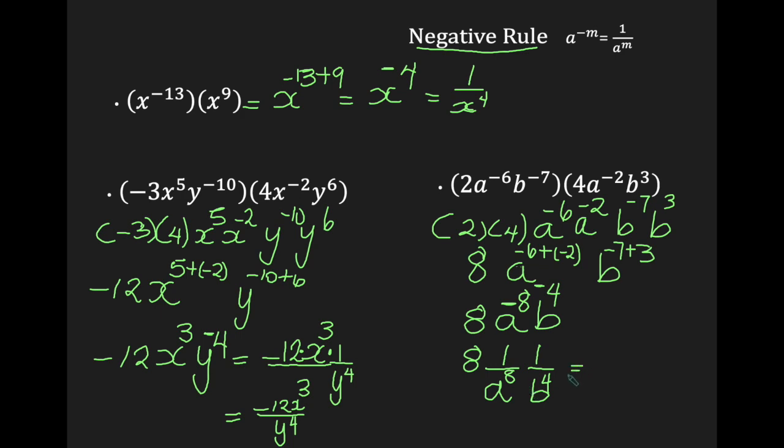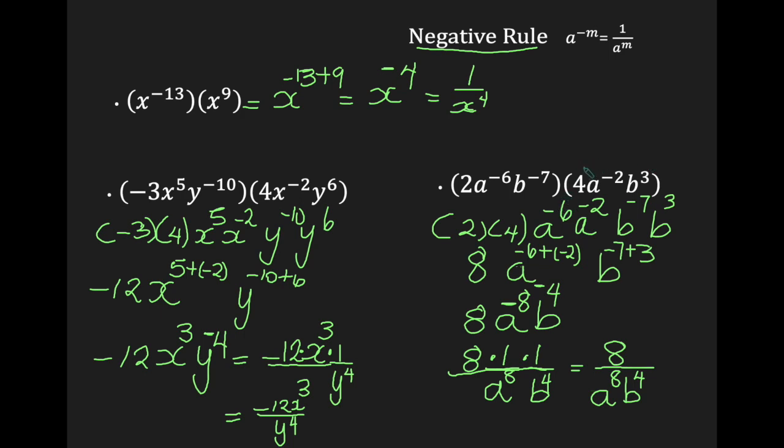Now we want this to look a little bit nicer, more simplified. So again, I'm going to draw just one fraction bar. And remember, all of this is a multiplication. So 8 times 1 is 8. And then here, in the denominator position, you're going to have a to the 8th power and b raised to the 4th power. And this is how we utilize the negative rule.